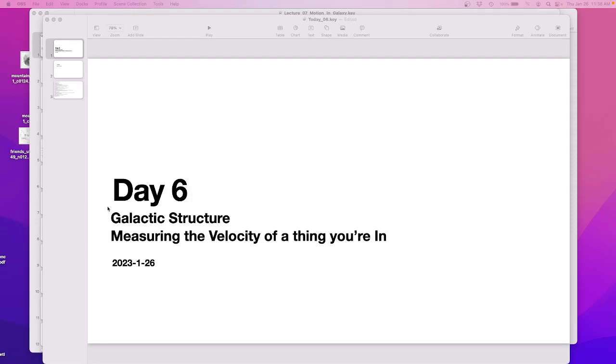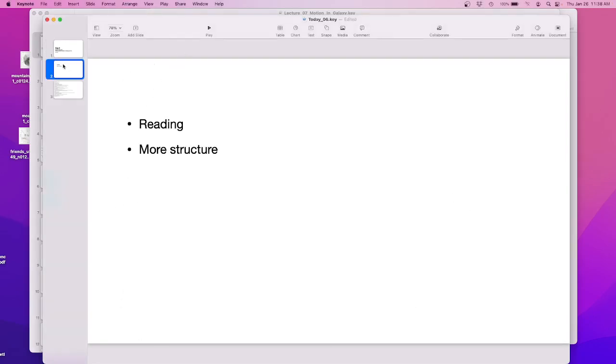Let's see. So I think actually I'm gonna get through everything that I wanted to today. So I think that I'm on track, and the reading was the right time. So it was a reading last night. We'll talk about more structure. Oh, the other thing I'm going to talk about, Oort constants and all that.